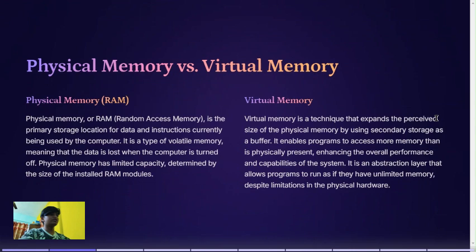Virtual memory. Virtual memory is a technique that expands the perceived size of the physical memory by using secondary storage as a buffer. It enables programs to access more memory than is physically present, enhancing the overall performance and capabilities of the system. It is an abstraction layer that allows programs to run as if they have unlimited memory, despite limitations in the physical hardware.